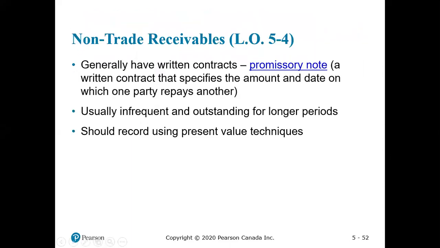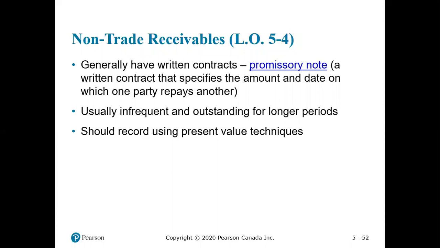So for non-trade receivables, these are things that generally have written contracts. So for example, a promissory note, which is a written contract that specifies the amount and date on which one party repays another party. So a note receivable is also an example of this. So these are usually infrequent and are outstanding for longer periods of time, and they should be recorded using present value techniques. So an example of that is shown on page 224 to 225.